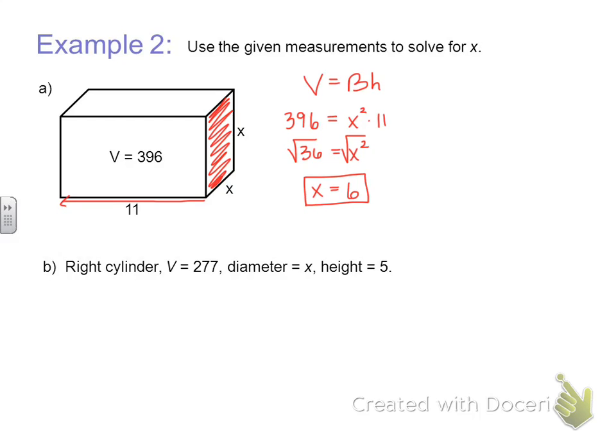Any questions on how we worked backwards for that one? Yeah. Wait, why did you put x squared? Because I called this my base. And the area, so the formula is base times height, right? So the area of that base is length times width, which is x times x. And x times x is x squared.